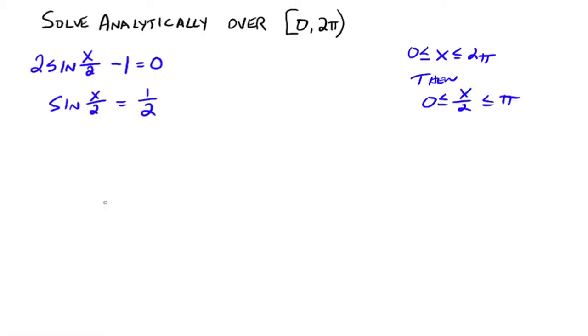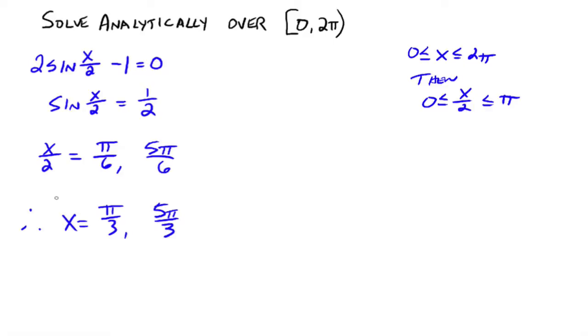Now, because our angle is x over 2, we're looking for all numbers between 0 and pi that have a sine that's equal to 1/2. Well, that would be pi over 6 and 5 pi over 6. Everybody agree? Okay, so therefore x would equal, multiply everything by 2, pi over 3 and 5 pi over 3. And those are your two solutions.